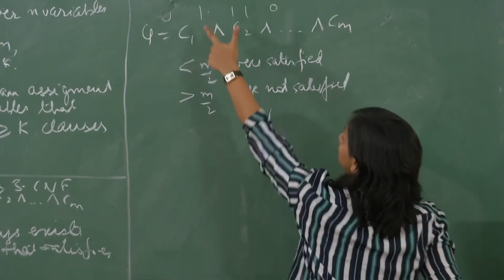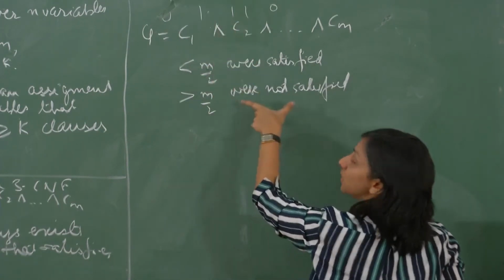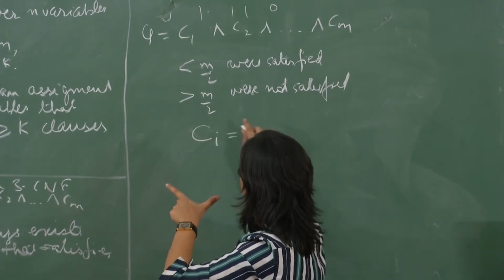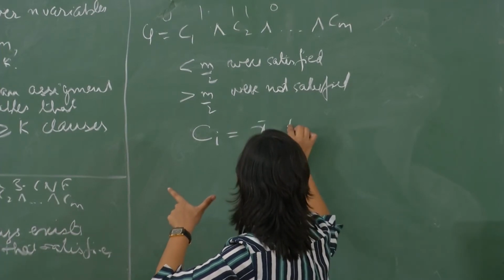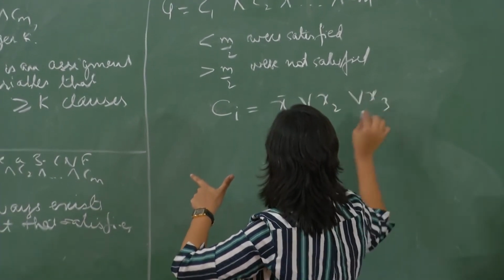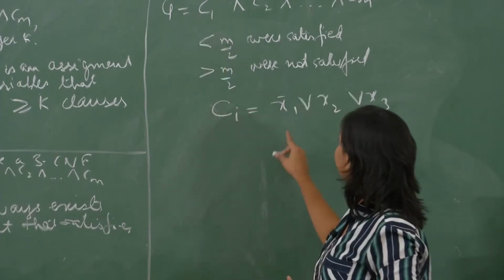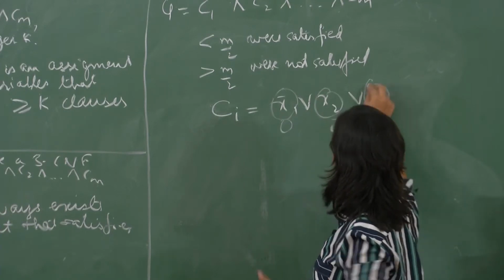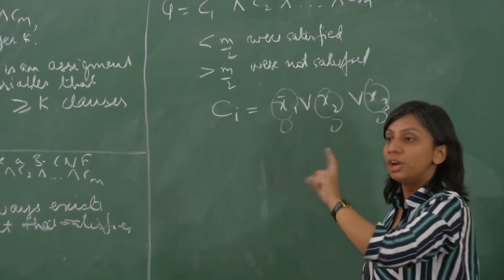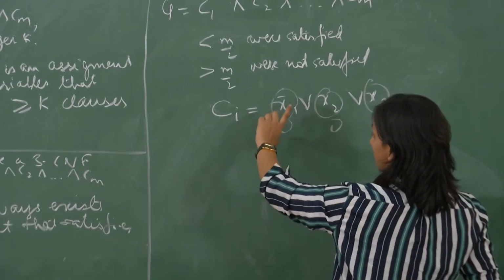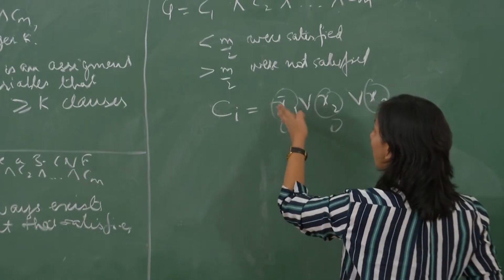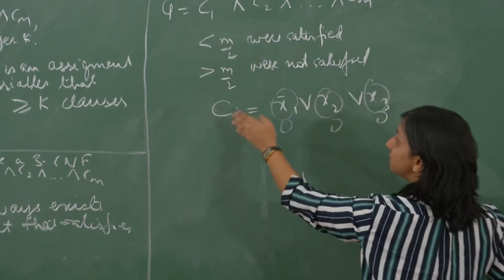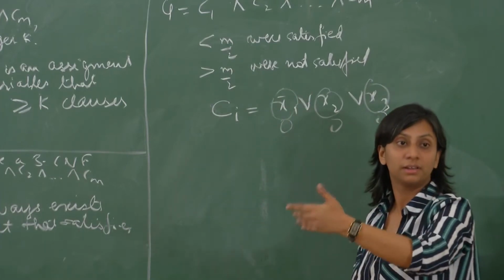Look at the clauses which this assignment was not satisfying. Suppose this was some clause Ci, and suppose it had these literals. If this assignment was not satisfying it, that means it was making this literal 0, this literal 0, this literal 0. Now if I take the complement of this assignment, it will in fact make all these things 1. So whatever clauses were not satisfied by phi will be satisfied by the complement of phi, right?